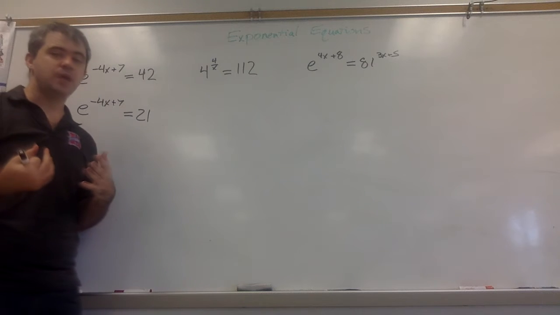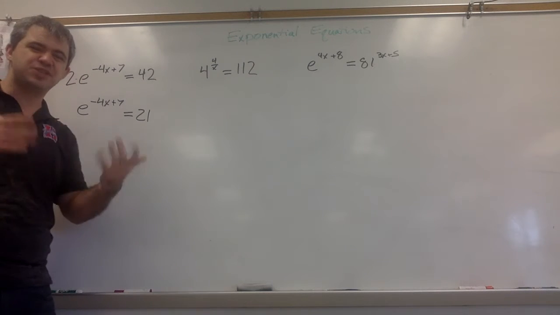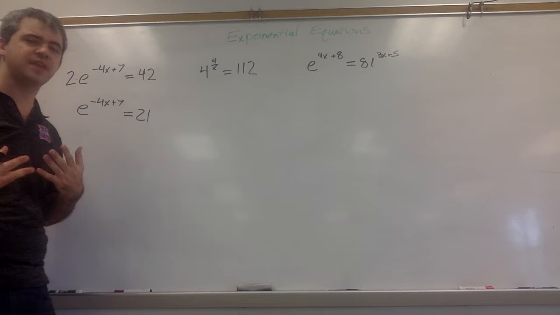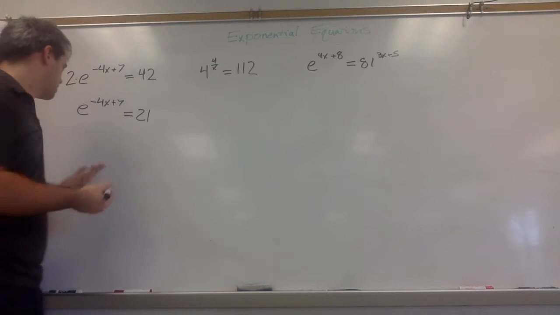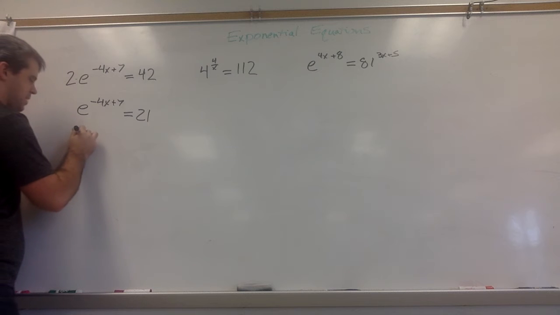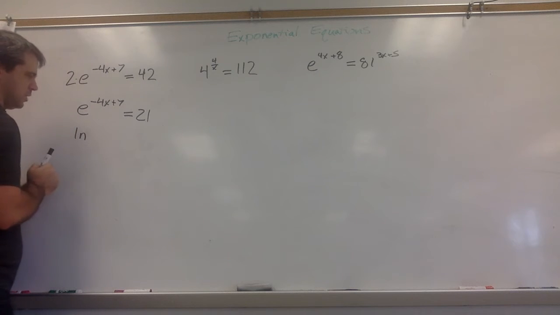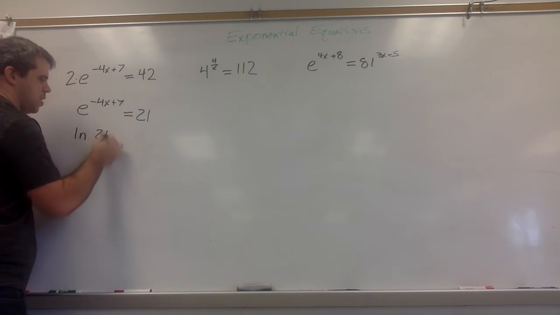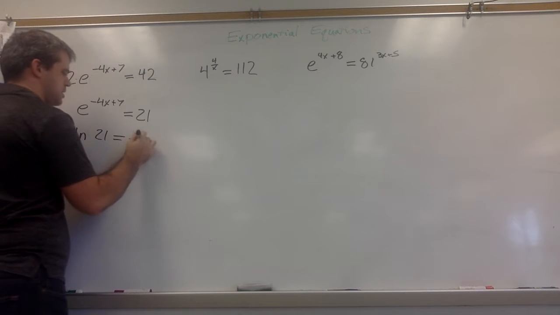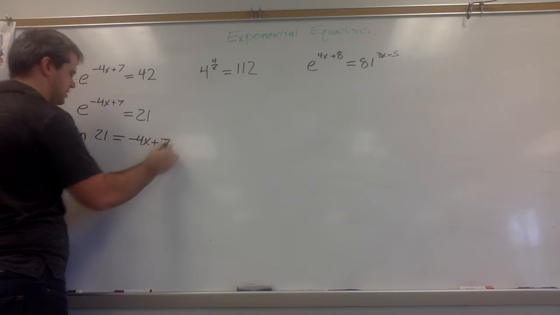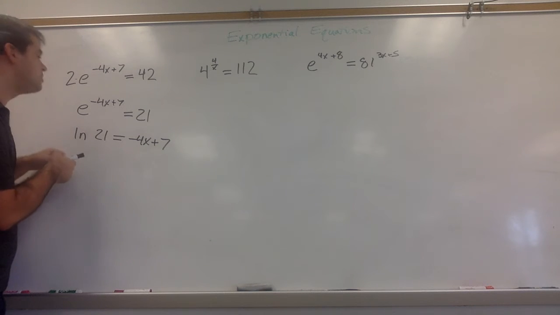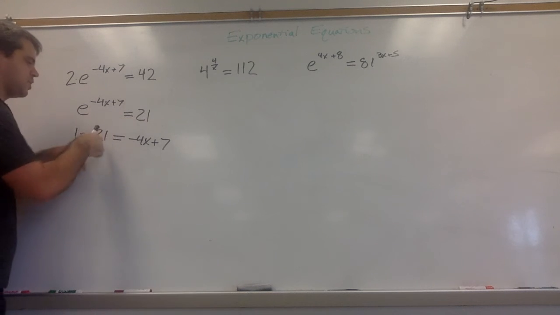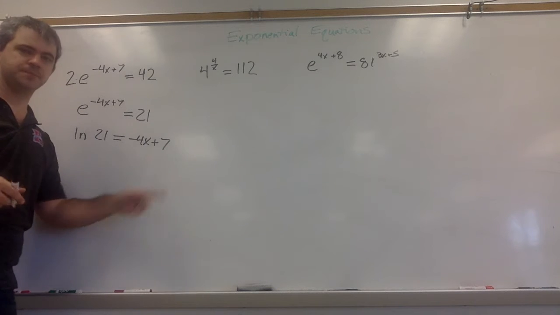And there's kind of 2 ways to think of it. One of the ways of thinking about it is I can convert this to a logarithm. So I can say that I'm going to do natural log of 21 equals negative 4x plus 7. Again, this is base e. So my base is e, this is 21, and this is my exponent.